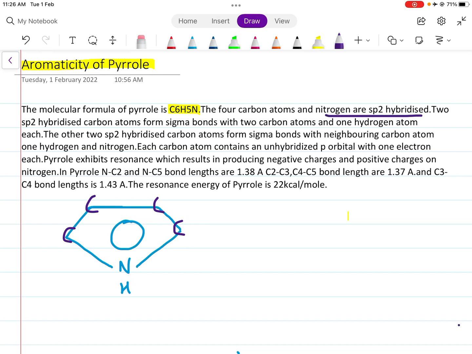2 sp2 hybridized carbon atoms form sigma bonds with 2 carbon atoms and 1 hydrogen atom. So these 2 sp2 hybridized carbon atoms form 2 sigma bonds with the neighboring carbon atoms, and one with the hydrogen atom. The other 2 sp2 carbon atoms form sigma bonds with the neighboring carbon atom, 1 hydrogen and nitrogen.